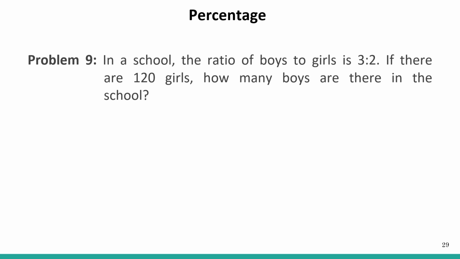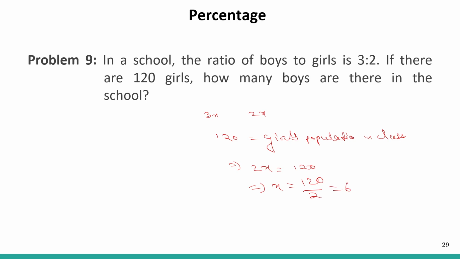So problem number 9. In a school, the ratio of boys to girls is 3:2. If there are 120 girls, how many boys are there in the school? So let's assume that the number of boys is equal to 3x and the number of girls is equal to 2x. Given that 120 is the girls population in the class, this implies that 2x is equal to 120. So this implies that x is equal to 120 by 2, which is 60.